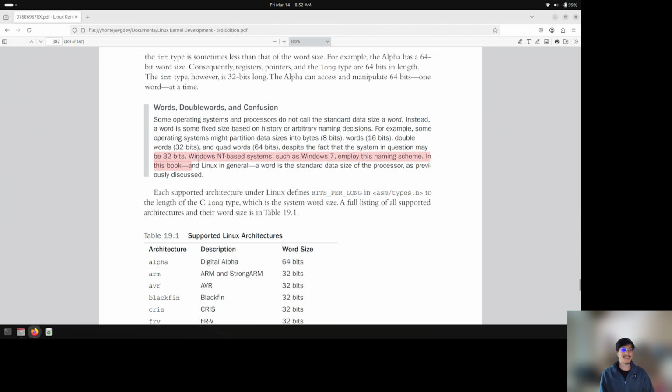In this book and Linux in general, a word is the standard data size of the processor as previously discussed. Each supported architecture under Linux defines BITS_PER_LONG and adds some typedefs to the length of the C long type, which is the system word size. A full listing of all supported architectures and their word sizes is in table 19.1.